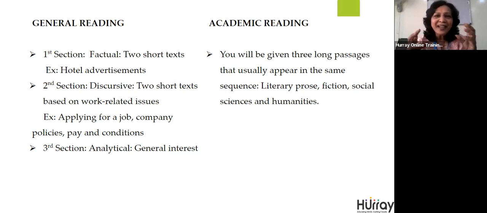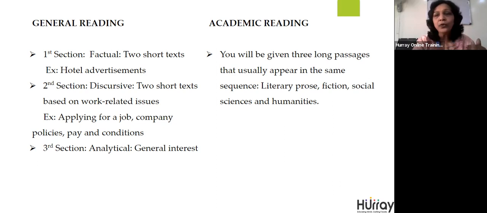Now, there is a slight difference in the general reading and academic reading, wherein in the general reading, there are 3 passages, same like academic reading, but they call it section 1, 2, and 3, and in academic reading, they call them reading passage 1, 2, and 3. So in the first section, which has 1 to 13 questions, we'll have 2 smaller passages or small boxes of text. It could be about hotel advertisements or anything small advertisements given.